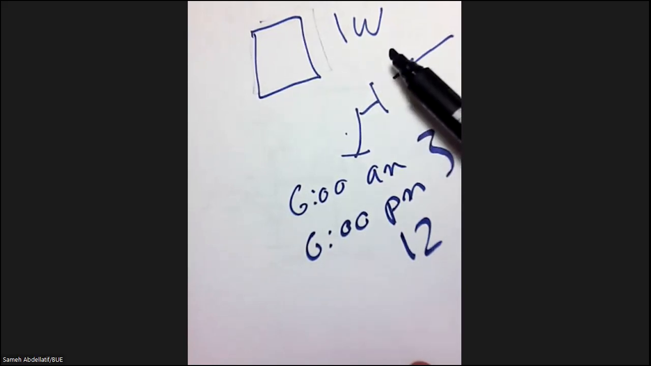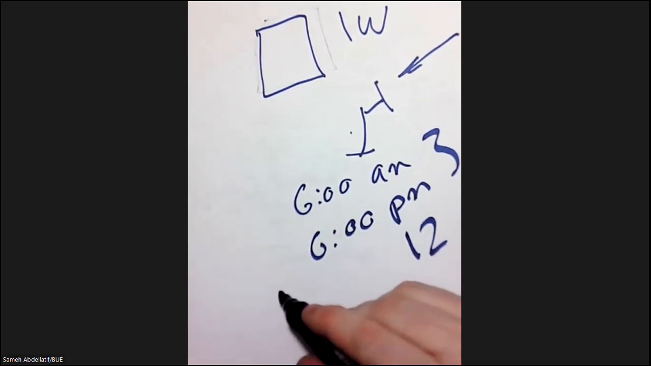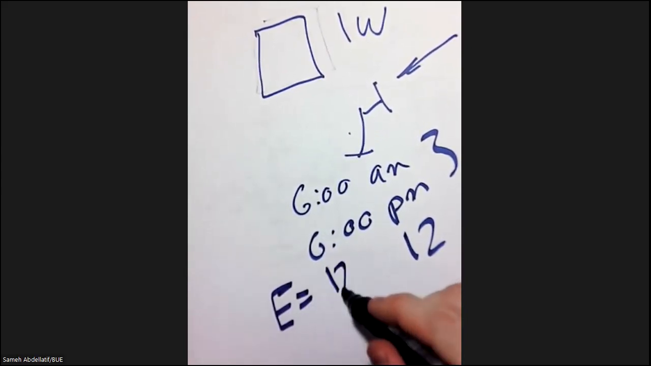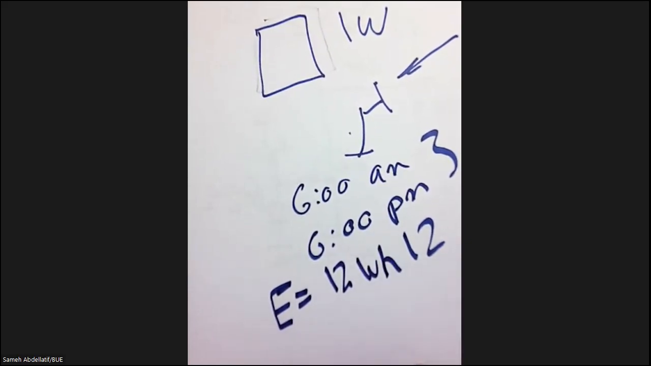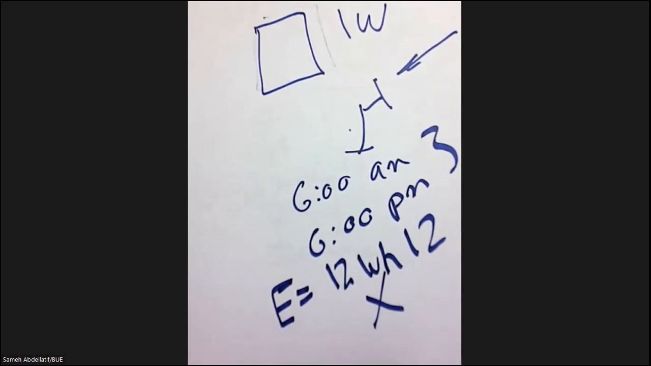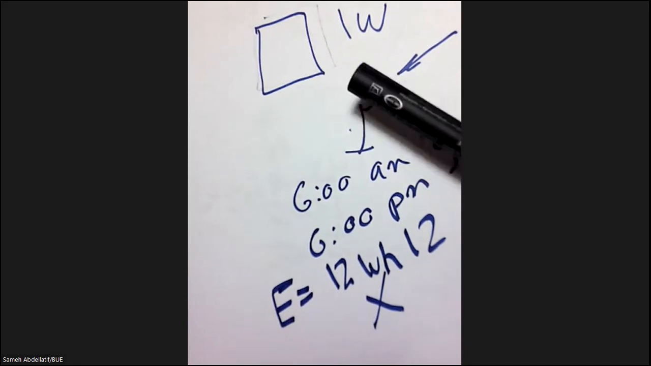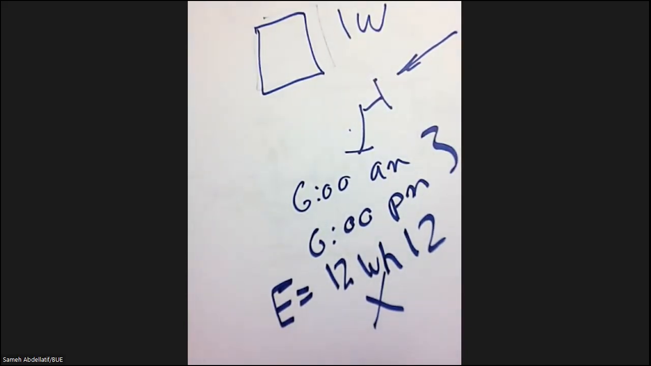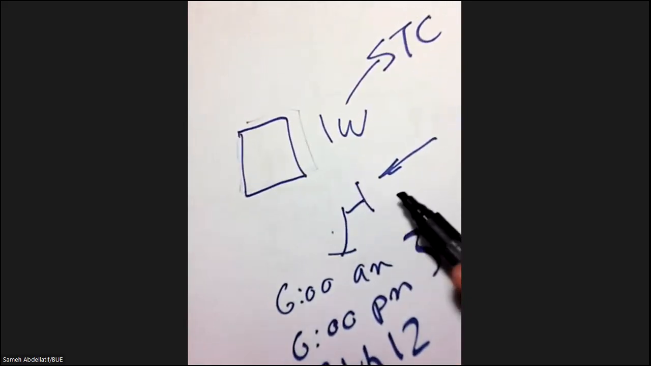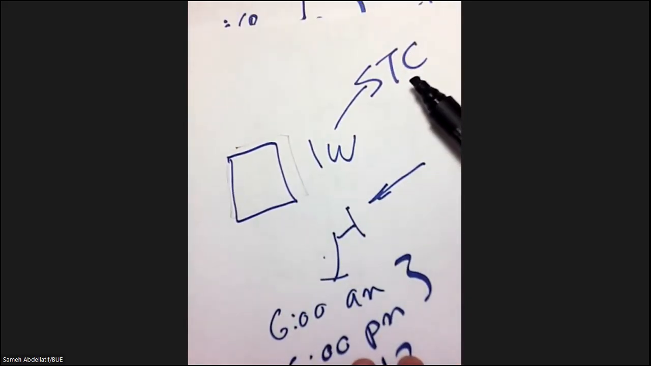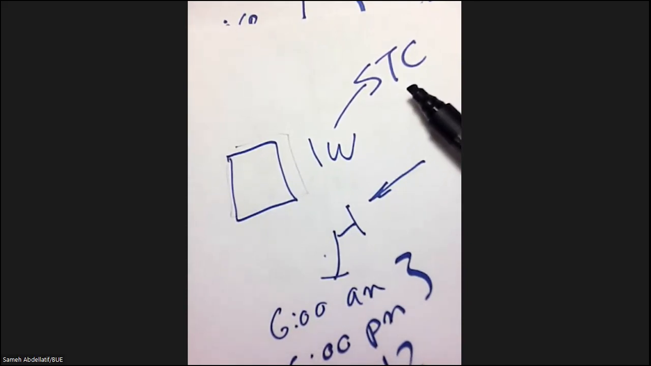And now the energy is power times time. So simply speaking, energy will be equal to 12 watt hours. But of course, my dear students, this is wrong. Why is this wrong? Again, let's remember, this 1 watt is recorded or measured under what we call the standard test condition, assuming that the sun is 1 sun of 1000 watt per meter square, or 1 kilowatt per meter square.